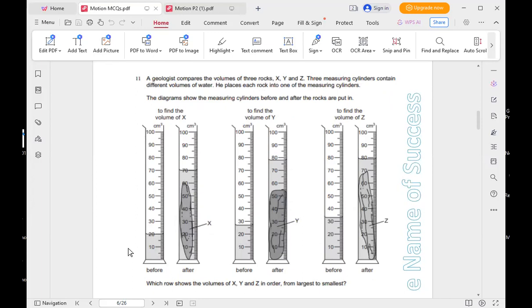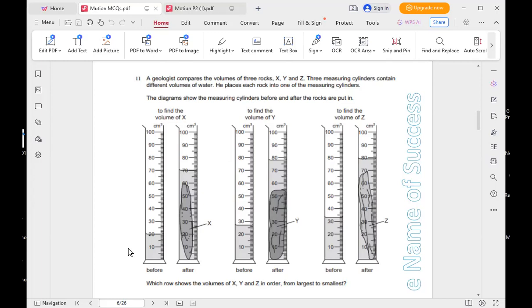11. A geologist compares the volumes of 3 rocks, X, Y, and Z. 3 measuring cylinders contain different volumes of water. He places each rock into one of the measuring cylinders. The diagram shows the measuring cylinder before and after the rock is put in. Which row shows the volumes of X, Y and Z in order from largest to smallest? Largest to smallest, meaning according to the volume.